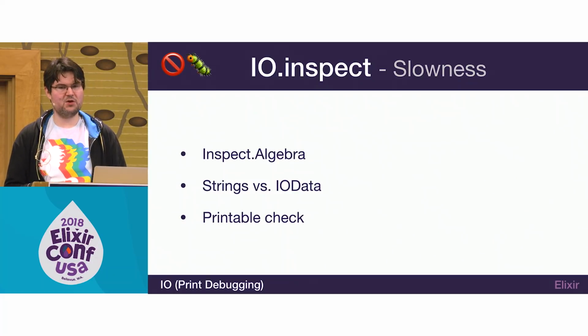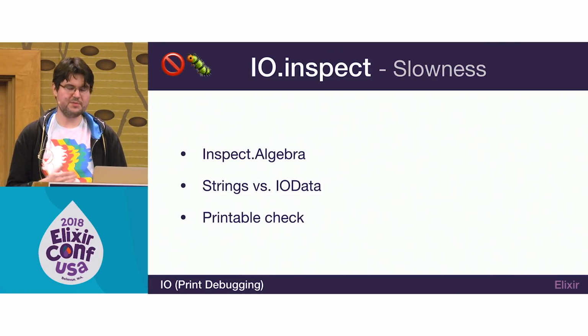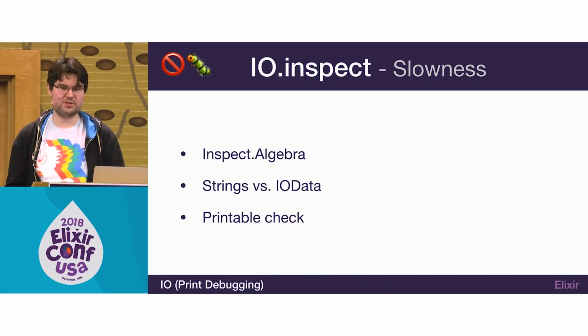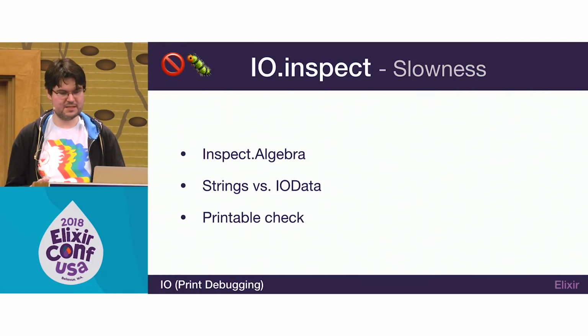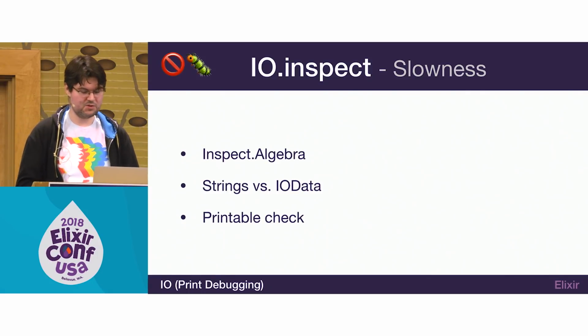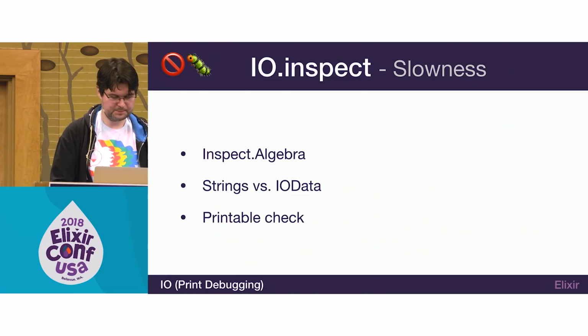IO.inspect can be slow because it uses what's called an inspect algebra to figure out how to do the formatting. The inspect protocol works on strings and not IO data at the end, so you're going to have to allocate an entire userland buffer to print out those big strings, which means you have more copying than a normal IO.puts using IO data as you'd have in an EEx template. The printable checks also have to scan the entire text that is going to be printed, so you're going to scan the string or the list twice. You're going to scan it once to ask, is this Unicode that I can print? And then you're going to print it again if that's true, but only after doing layout. So you have multiple passes when you're doing inspect.